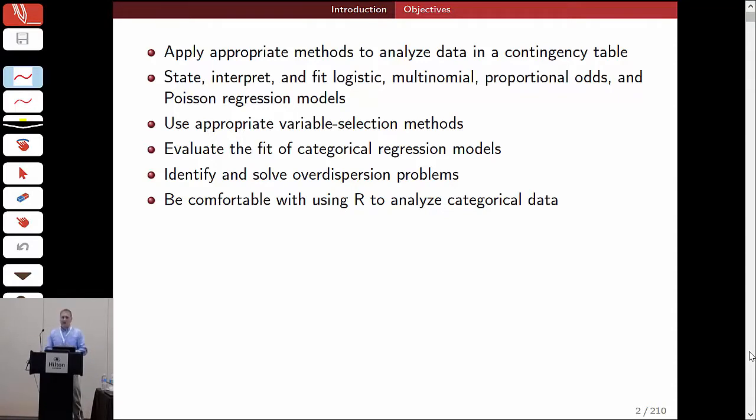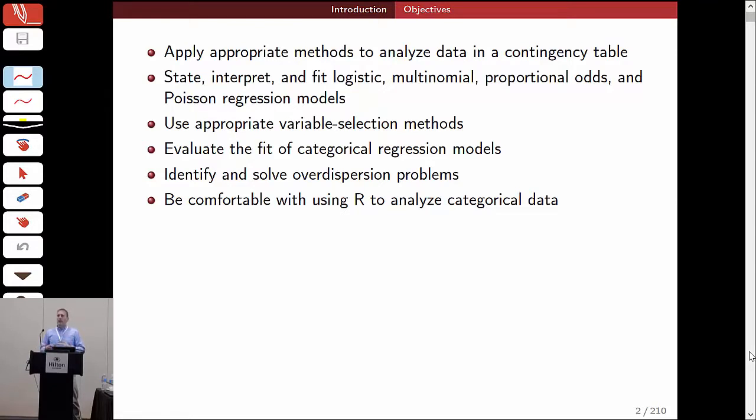Okay, so the organizers of these continuing education courses ask that all courses begin with a statement of the objectives and also end with a statement of the objectives as well. So let's go ahead and talk about the objectives of this course here today. The first thing that we're going to do is look at appropriate methods to analyze data in a contingency table. And we're going to be quite simple here. We're going to look at a two-row, two-column table because they are so prevalently used. But also what that's going to do is allow us to get some background into odds ratios.